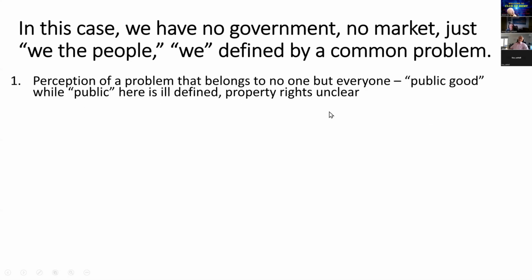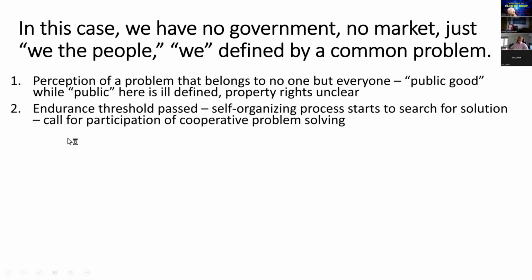Perception of a problem that belongs to no one but everyone. This is a public good issue. When public here is ill-defined, property right is unclear. Who owns this road is not clear. Some say it's the easement of the private property, so the owner near the road has the responsibility to maintain it. But nobody buys in that because the road is used by everybody in this area. Okay, so not just the owners.